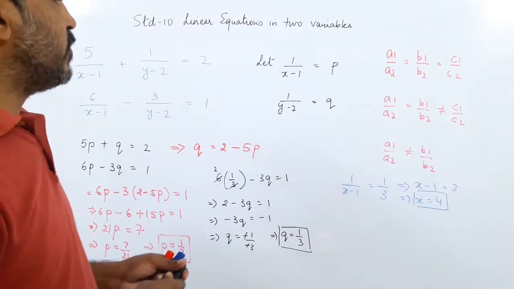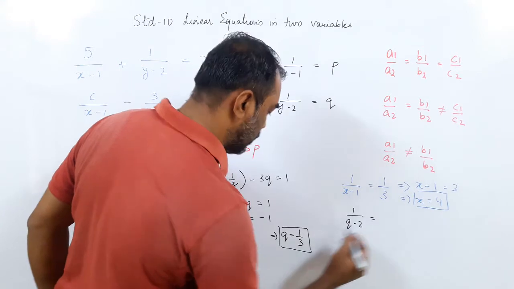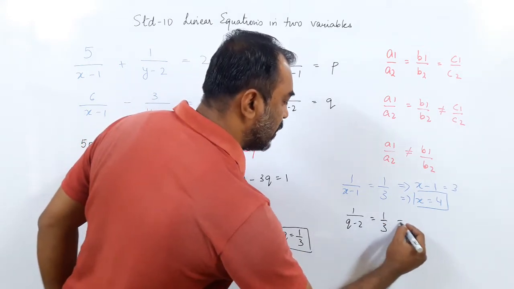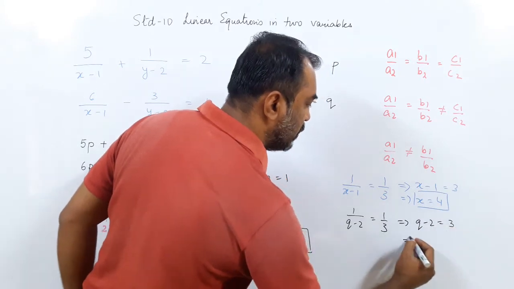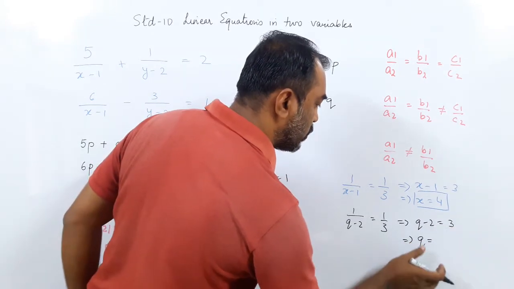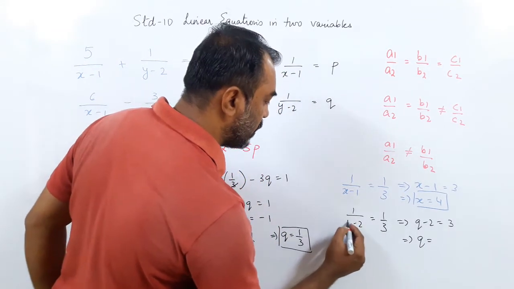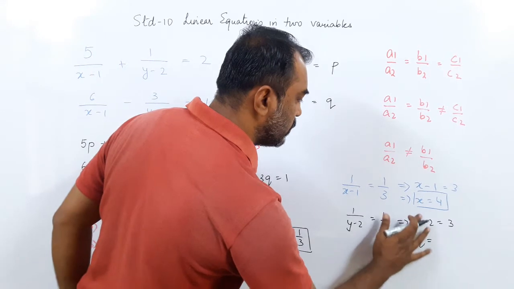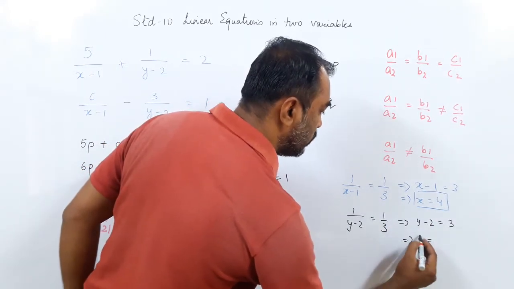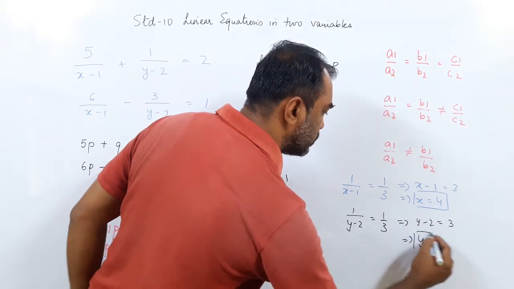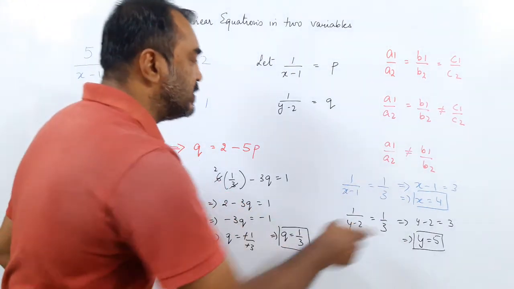In a similar way, let me find out this one. 1 upon y minus 2 equal to q. q is 1 upon 3. Taking the reciprocal, y minus 2 equal to 3. Implies q is equal to, sorry, not q, this is y. So y minus 2 equals 3, and y is equal to 5. So we have got the values for x and y. x is equal to 4 and y is equal to 5.